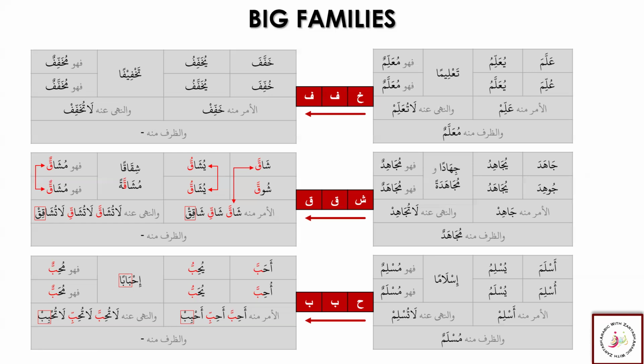So here, Aslama Habba, we know that the transfer of the haraka will take place from the second root letter to the first root letter. Ahabba yuhibbu ihbaban fahuwa muhibbun, uhibba yuhabbu ihbaban fahuwa muhabbun. Al-amru minhu ahibba, ahibbi, ahbib. Again, you can notice the three versions for fi'l amr. وَالنَّهْيُ عَنْهُ لَا تُحِبَّ لَا تُحِبِّي لَا تُحْبِبْ. Again, you can notice the splitting.